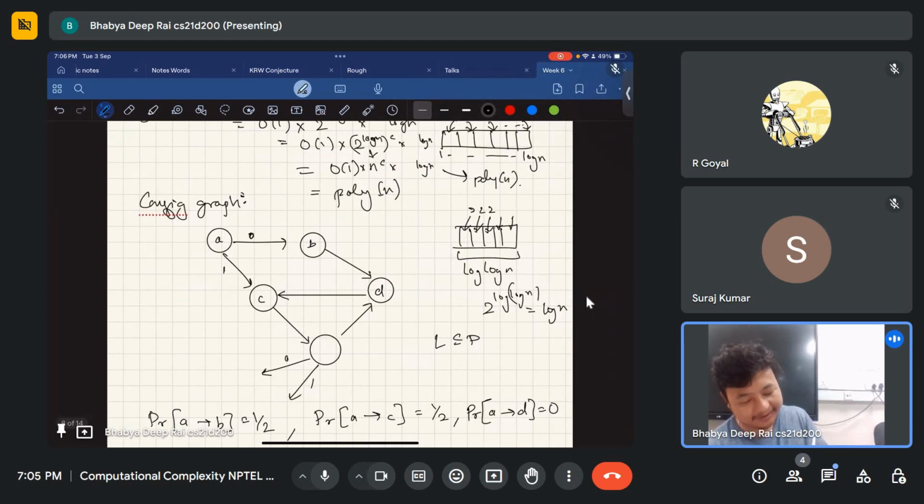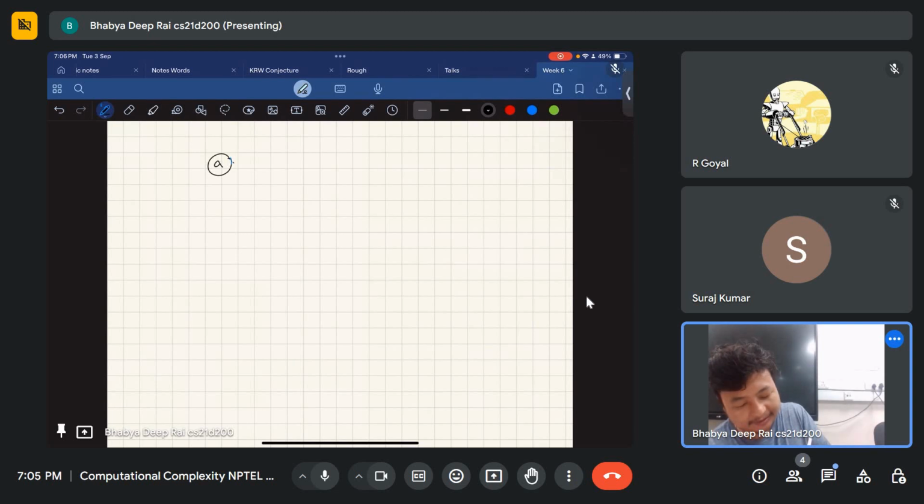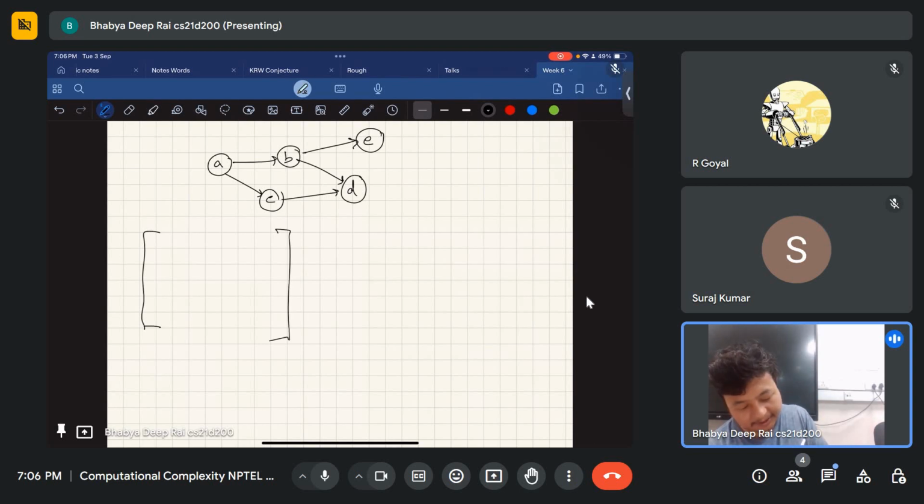Okay. A, B, C, D. So let's make its probability matrix, and let's make an E also. Let's make a matrix like this: A, B, C, D, E along the rows and columns. Now, what is connected? A is connected to B and C, so half, half.